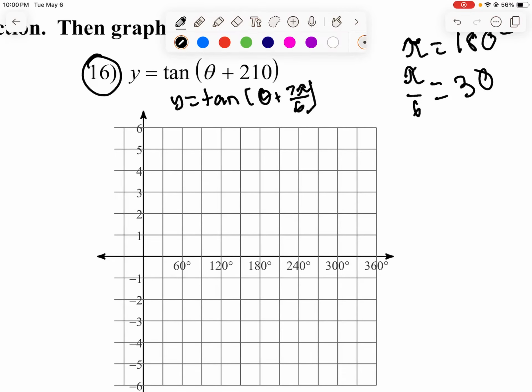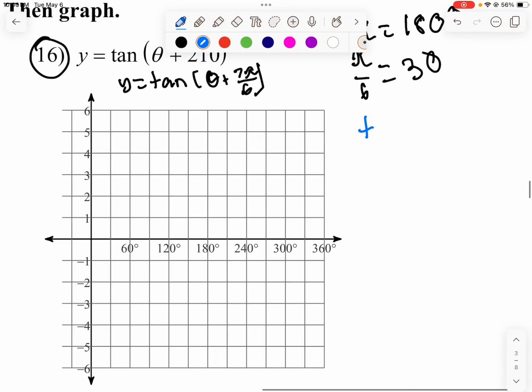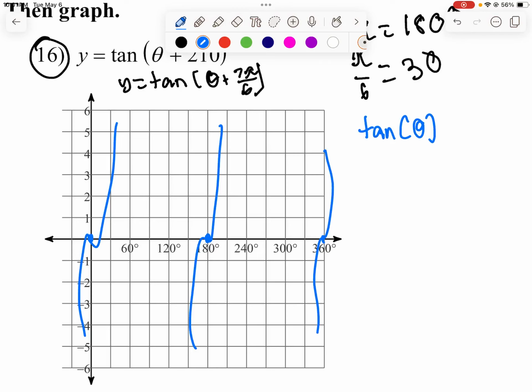So I'm going to use blue again for our tangent. So the original function goes like this, something like that. When you're shifting it over 210 degrees, that's going to land you right around here, because it's in the middle of 180 and 240, the midpoint is 210. If you want to count 1, 2, 3, 4, 5, 6, 7, so you have to shift everything over by 7.